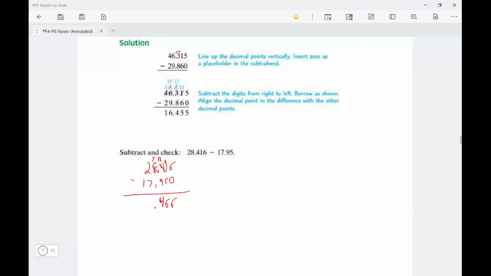Again, we'll bring the decimal place down. 7 minus 7 is 0, and 2 minus 1 is 1. So if we subtract those, we get 10.466.